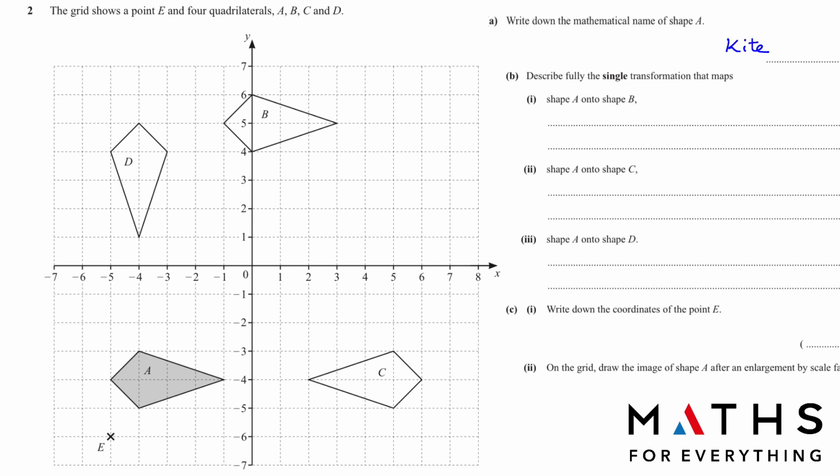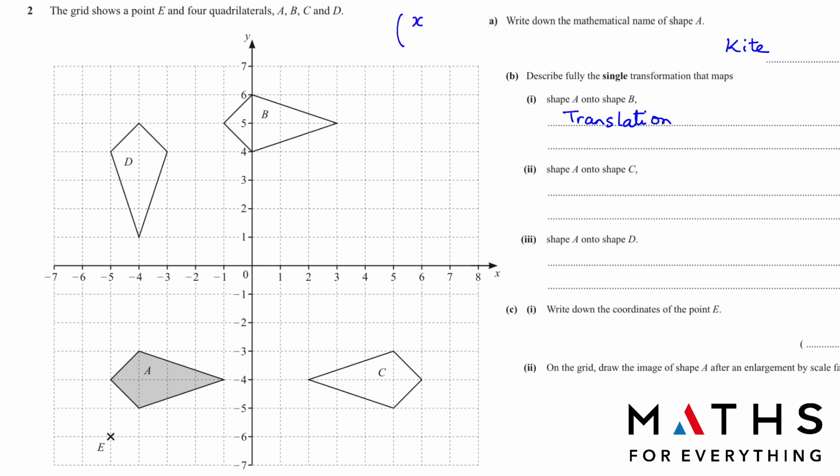Next, describe fully the single transformation that maps shape A onto shape B. You can see there is no change in the shape B, only it has been translated, it has been shifted. So it's translation. And we have to write the translation in column vector.